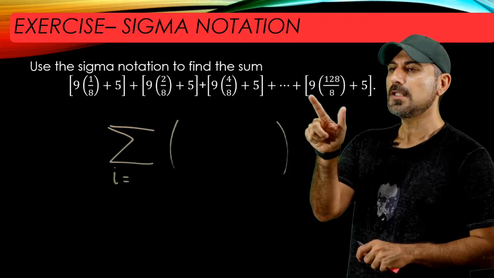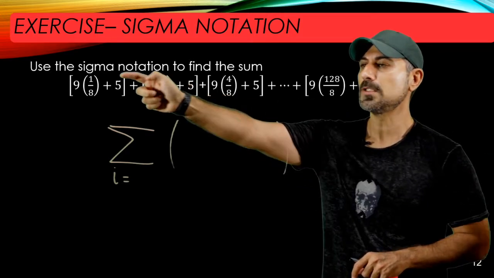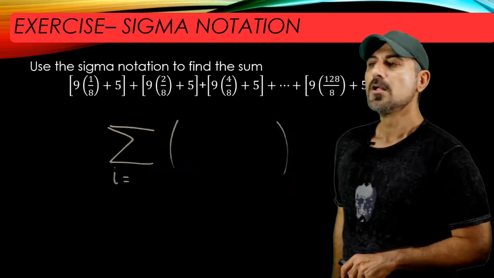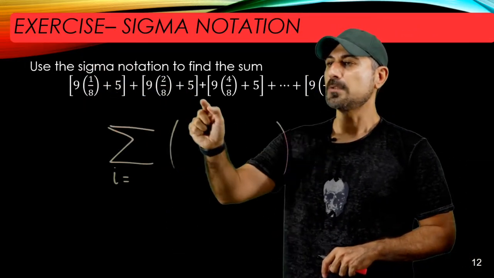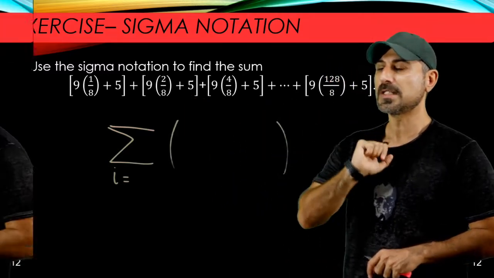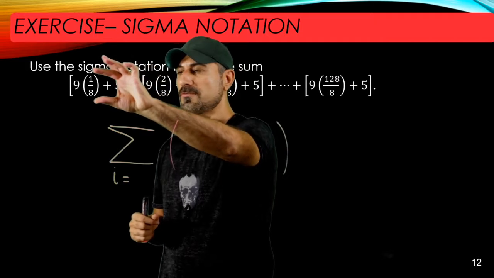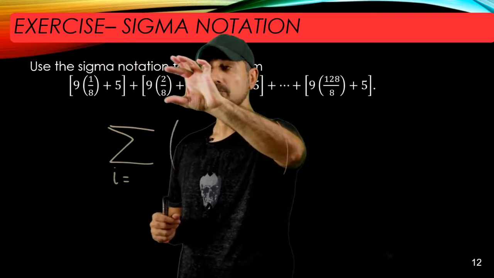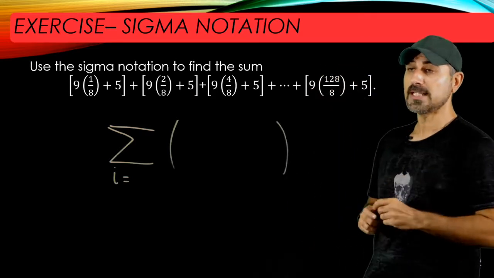First off, each term has 9 as a multiple, 9 as a multiple, 9 as a multiple, 9 as a multiple. Okay. So each bracketed term has plus 5 next to that, plus 5 next to that, plus 5 and plus 5. And each term has a quotient. The first one is 1 over 8, the second one is 2 over 8, 4 over 8, and the last term has 128 over 8.